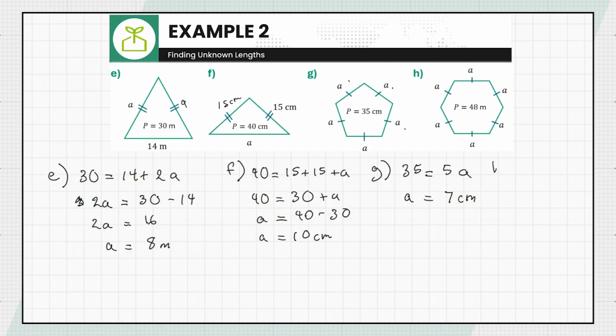And finally, we have H, and H is the same idea, but instead we have 48, and 48 is going to be divided by 6 for our hexagon, so 6 groups of A is equal to 48. That means A is going to be equal to 48 divided by 6, which is just 8 meters.